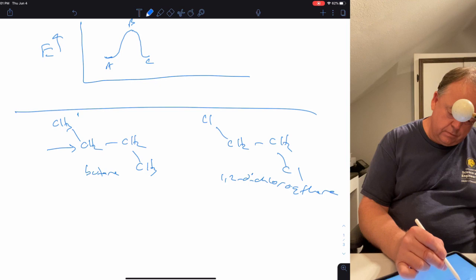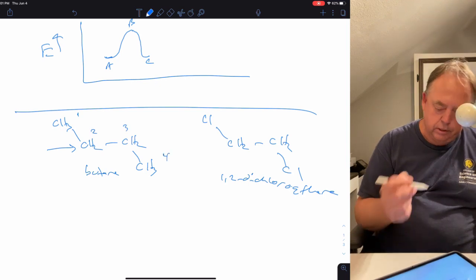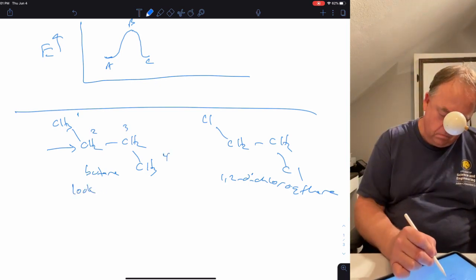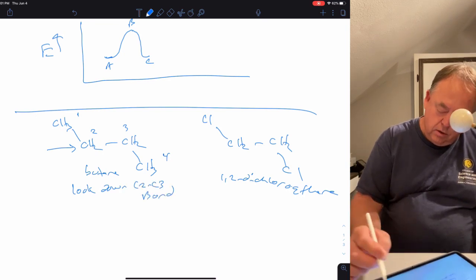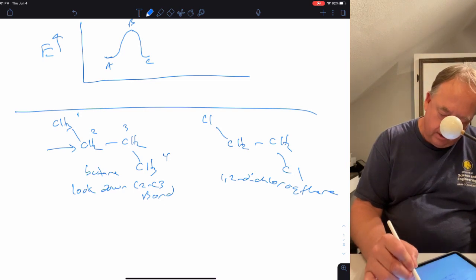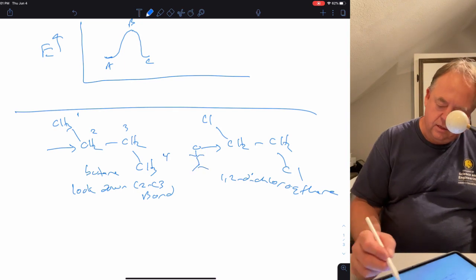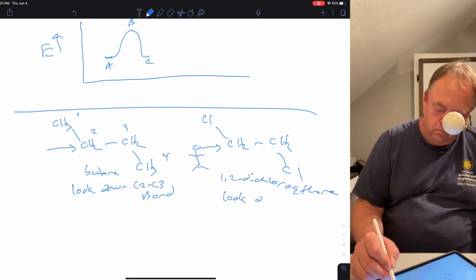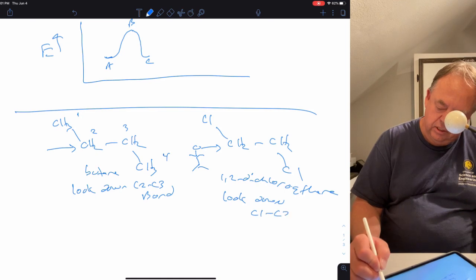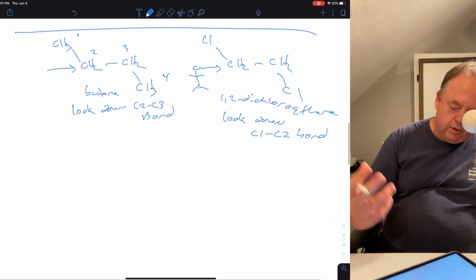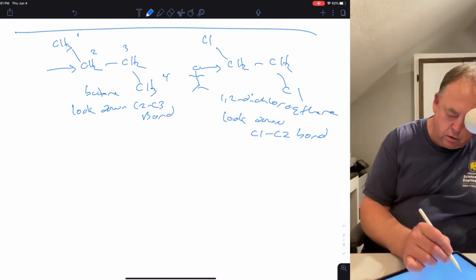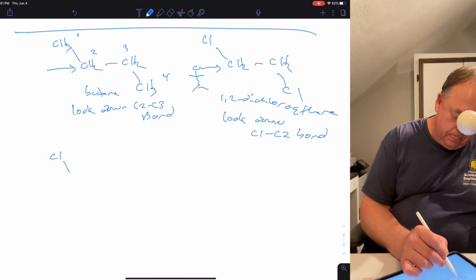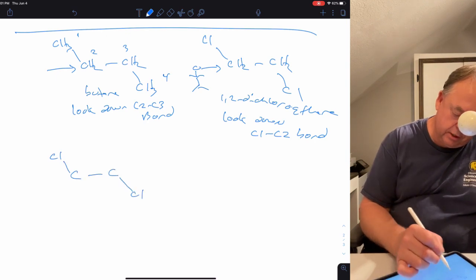If we number this 1, 2, 3, 4, we're going to look down the C2, C3 bond. Or for 1,2-dichloroethane, if we're looking down this bond, then we would be looking down the C1, C2 bond. Okay, so let's just make this dichloro. Well, let's make it butane. Now let's make it 1,2-dichloroethane. And let's draw this as a dash-wedge structure.